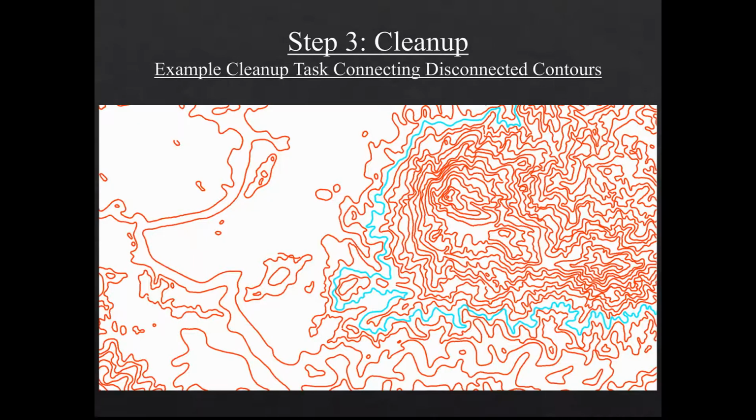This is what the corrected contour lines look like. In this case, the user opted to manually connect the contour lines. Now that the error has been corrected, the user would continue to review the automatic digitizing results to find the other errors and correct those.